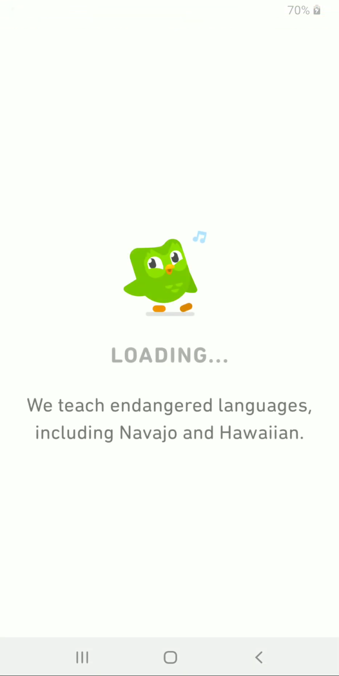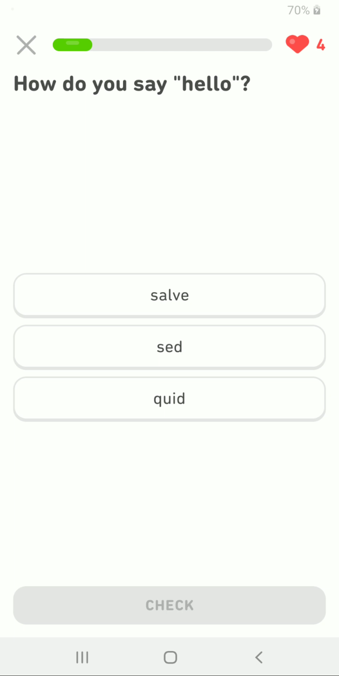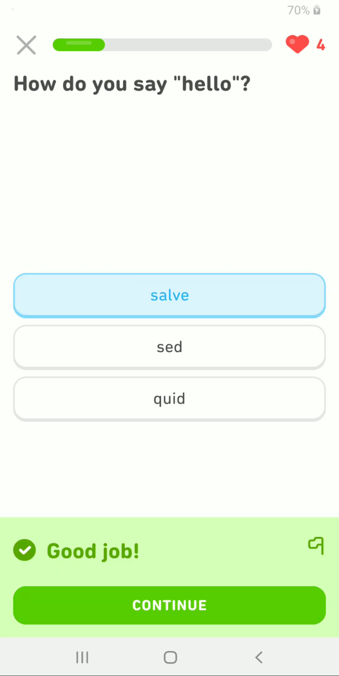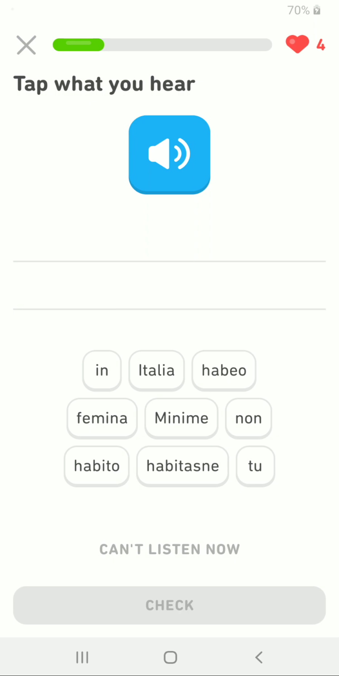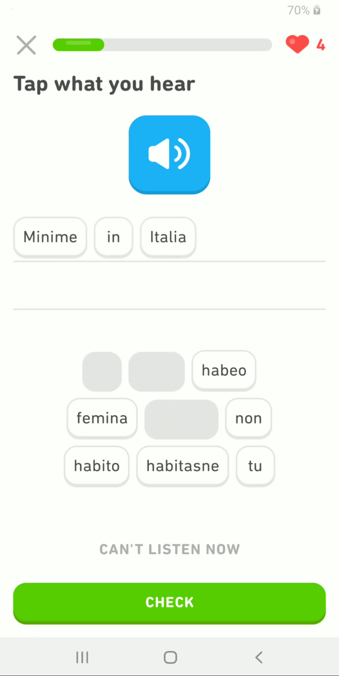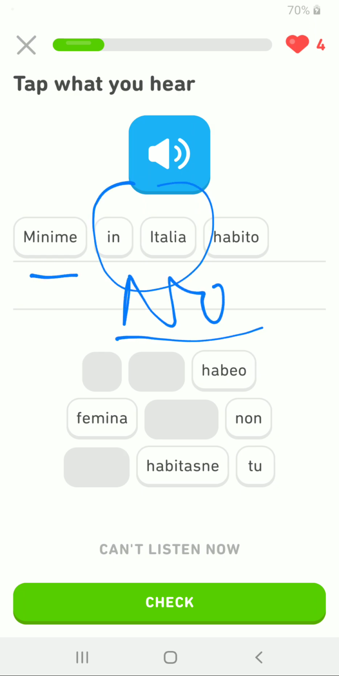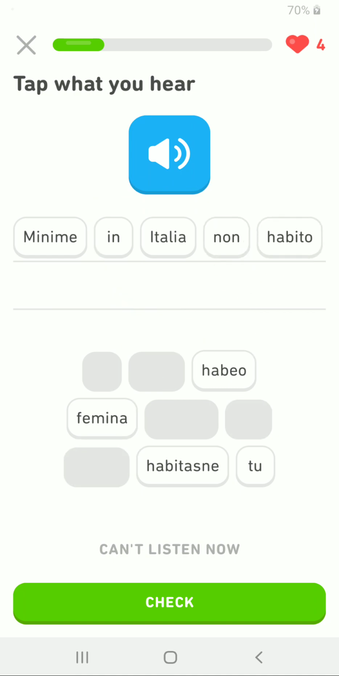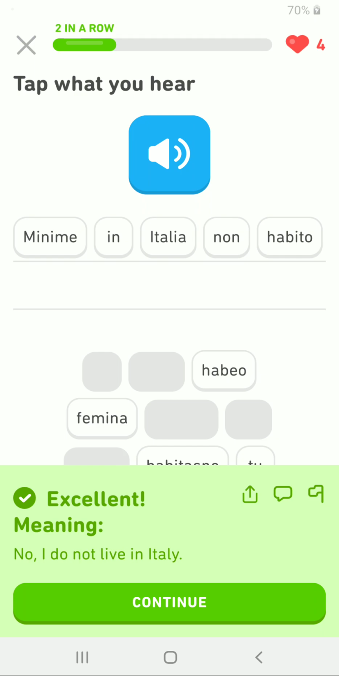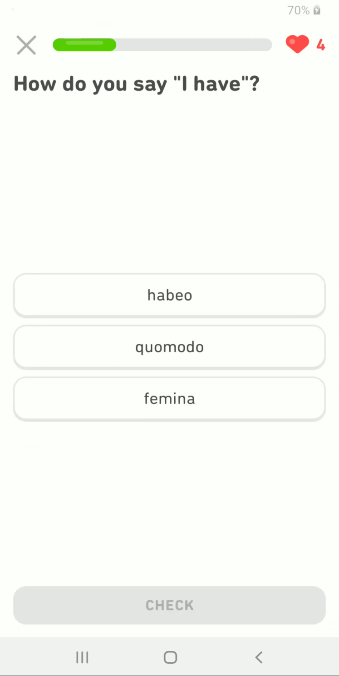Let's check the second one. This is how you greet people, and we have seen salve. Minime. In Italia non habito. So minime means no. In Italia, in Italy, non habito. So I don't live, yeah. I do not live in Italy. And I have is habeo.